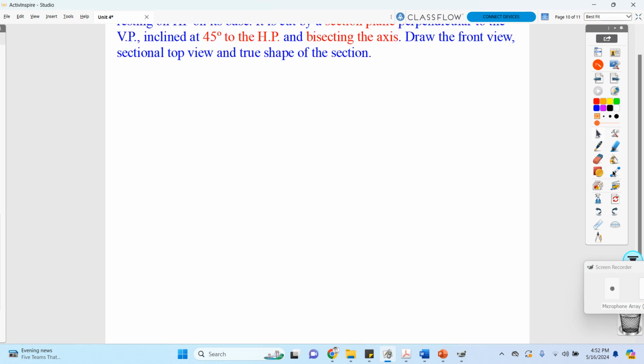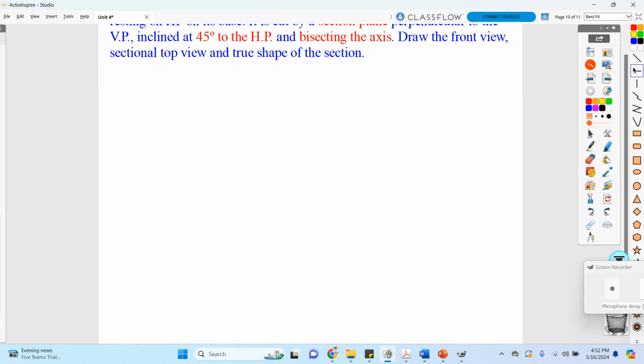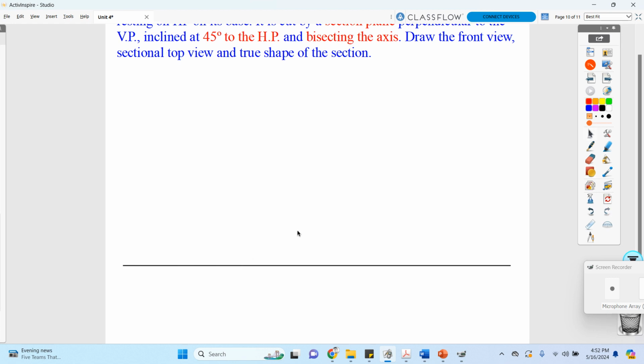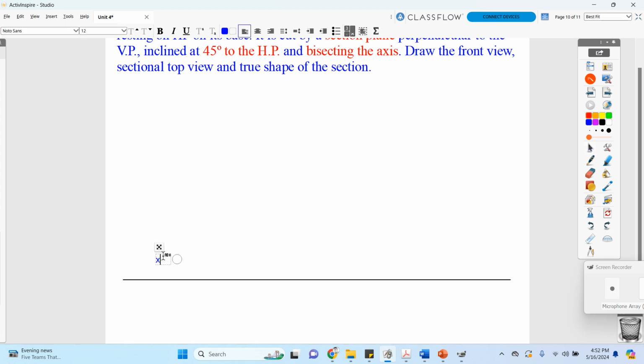So now what I am going to do is develop my XY plane first. I am going to develop my XY plane over here. Let us consider maybe over here. XY plane is here. I am considering this as my X and this as my Y, then this as my VP and this as my HP.